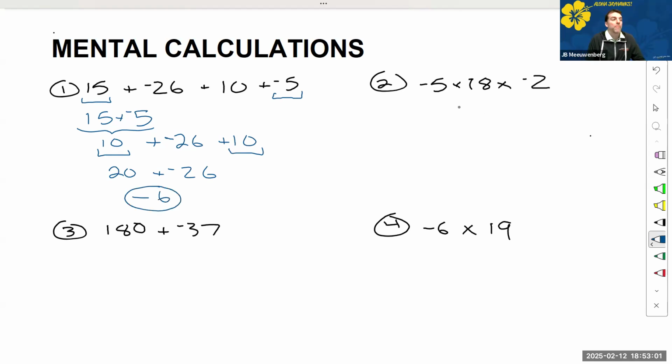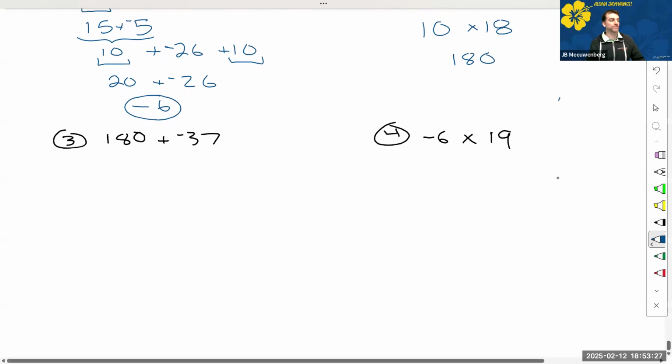For number 2, I also used compatible numbers. Again, when you're looking for compatible numbers, it's often things that are going to add or multiply to be a nice power of 10. In this case, we have negative 5 times negative 2. So if I multiply those, I get positive 10. I'm left with an 18 there, and 10 times 18 is 180. So those compatible numbers work well.